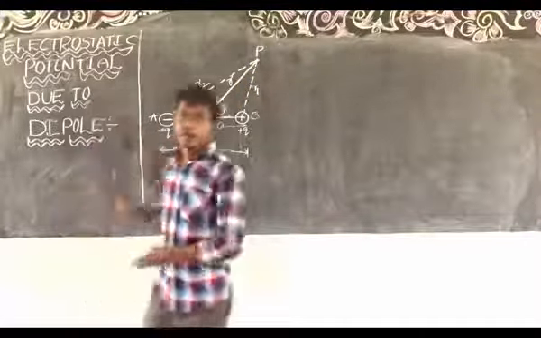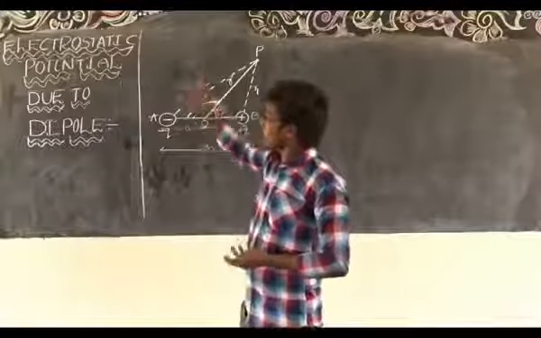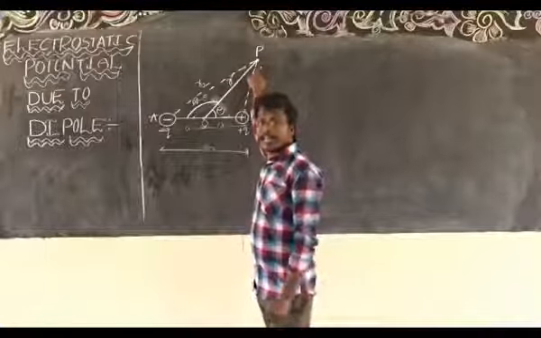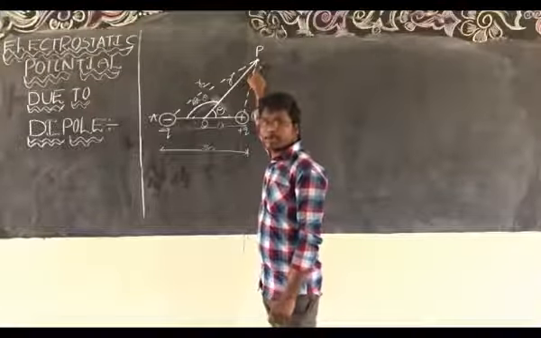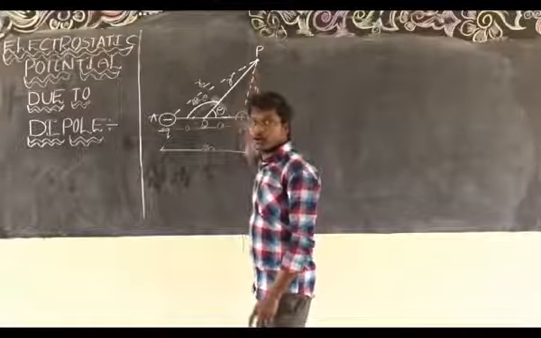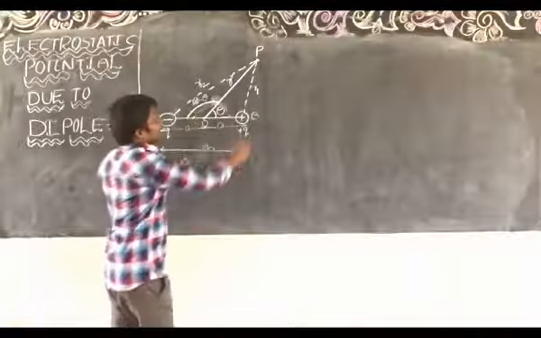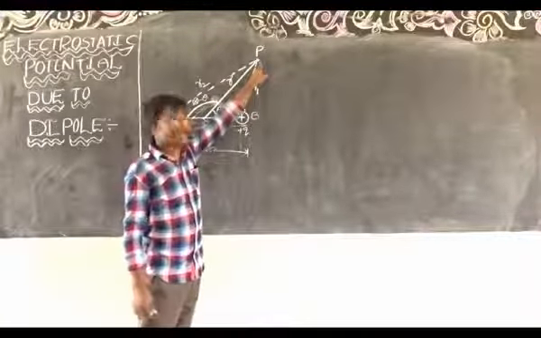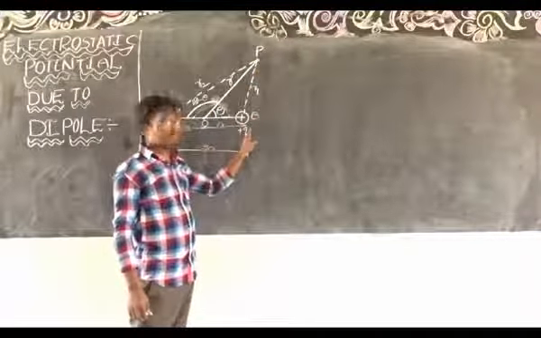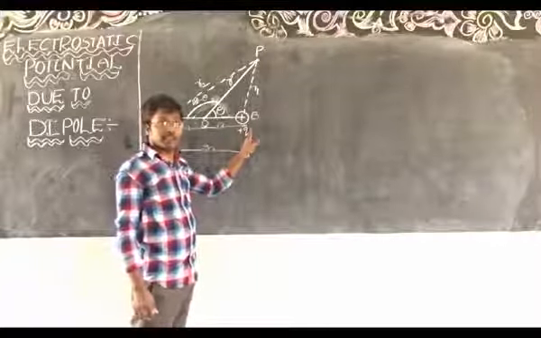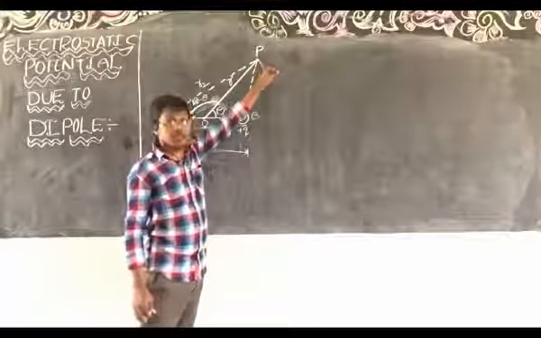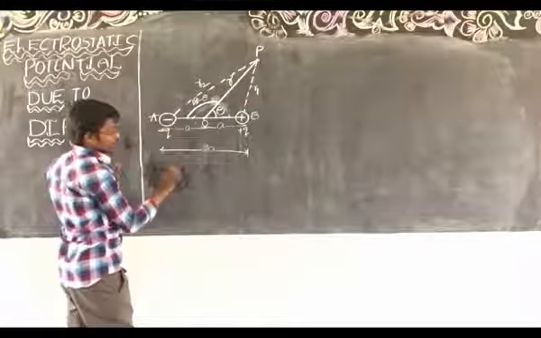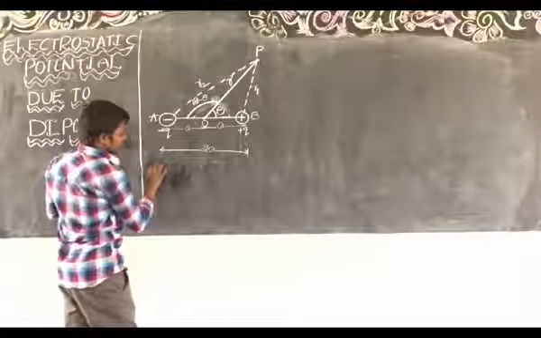Okay. Now we'll go to the topic: electrostatic potential due to a dipole. At this point P, we have to find the electrostatic potential. First, electrostatic potential at point P due to the positive charge. First I am going to find the electrostatic potential at point P due to the positive charge.